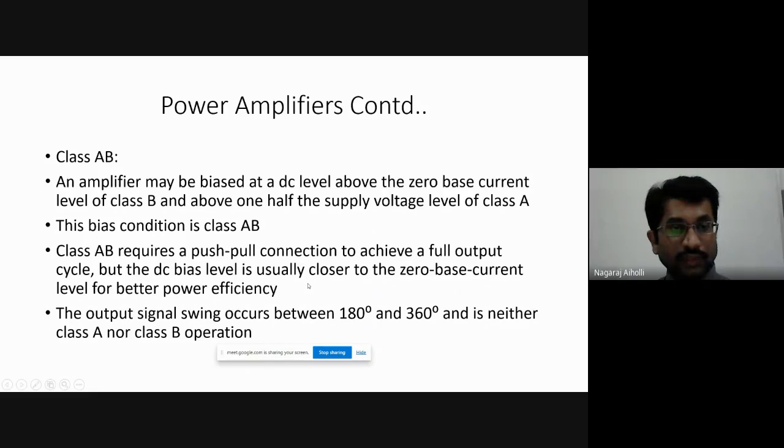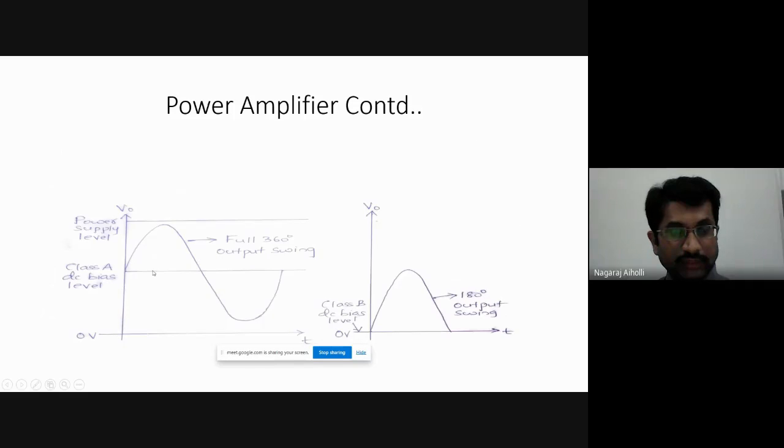If we look into the class AB power amplifiers, the DC bias level is closer to the 0 base current level. It is just above the 0 base current level. So because of this, the power efficiency will be good, because it is above the 0 volts level here. So it is nearer to the one full cycle.